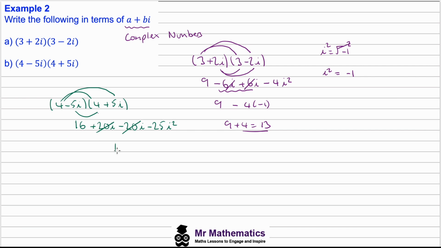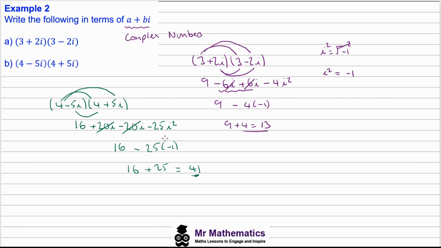Then we get the 16. And this i squared becomes negative 1. So minus 25 lots of negative 1. 16 minus the negative, plus 25. And this will give us 41.